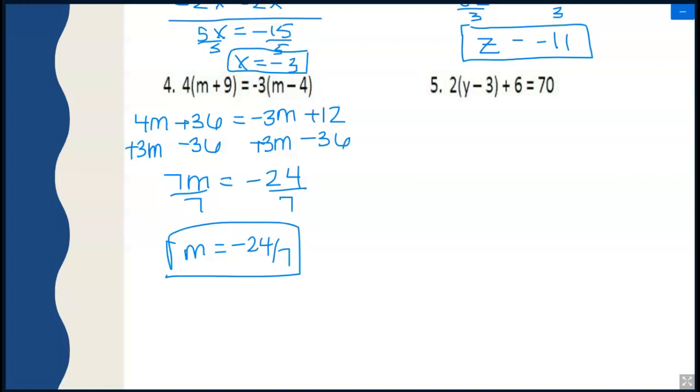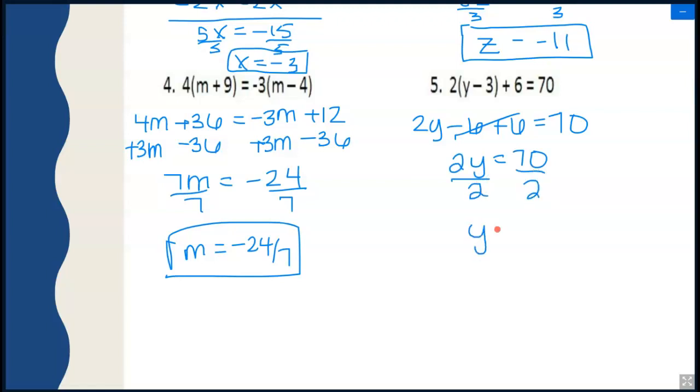In number 5, we're going to distribute the 2. And then when we do that, we see the 6's cancel. Divide both sides by 2, and you get y equals 35.